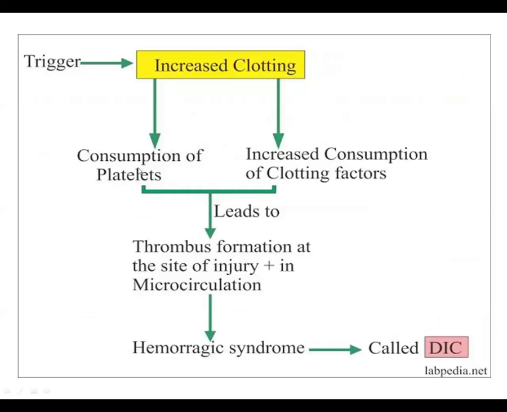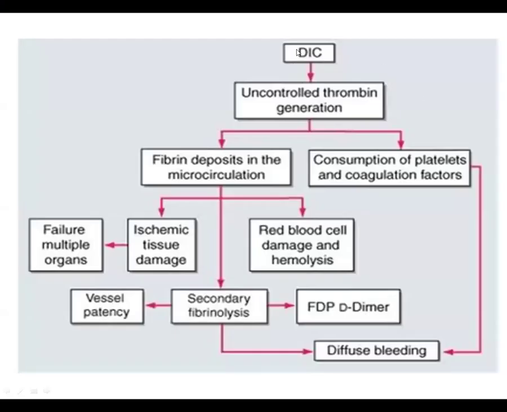Increased clotting, consumption of the platelets, increased consumption of the clotting factors leads to thrombus formation at the site of injury in the microcirculation. Hemorrhagic syndromes for the DIC. Now this is the overall picture. You can see DIC: uncontrolled thrombin generation, fibrin deposition in the microcirculation, and consumption of platelets and coagulation factors. Now, due to consumption of platelets and coagulation factors, diffuse bleeding may occur.